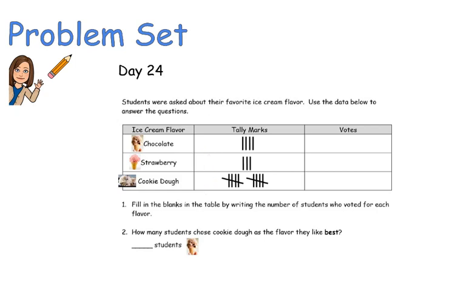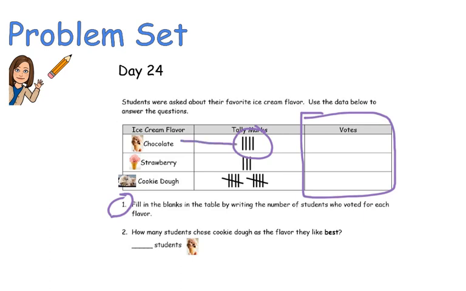So, let's read problem number 1. Oh, I just covered up some of the words, sorry. There we go. It says, fill in the blanks in the table by writing the number of students who voted for each flavor. That's this part on the end of the graph. Do you see it? Okay, so what we have to do is count how many tally marks. So let's see, how many kids liked chocolate ice cream? How many tally marks are there? Count each line. There are 4. Very good.